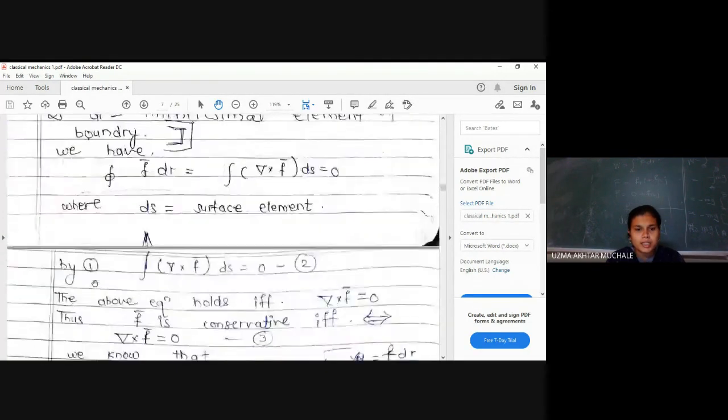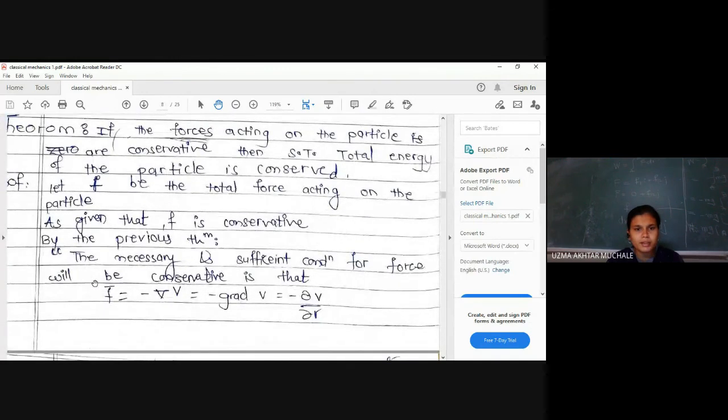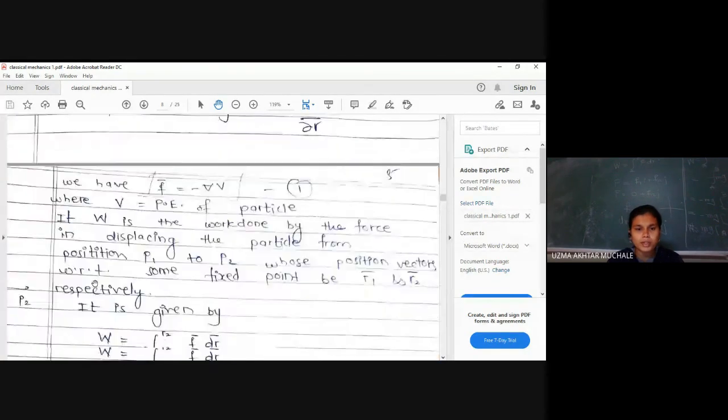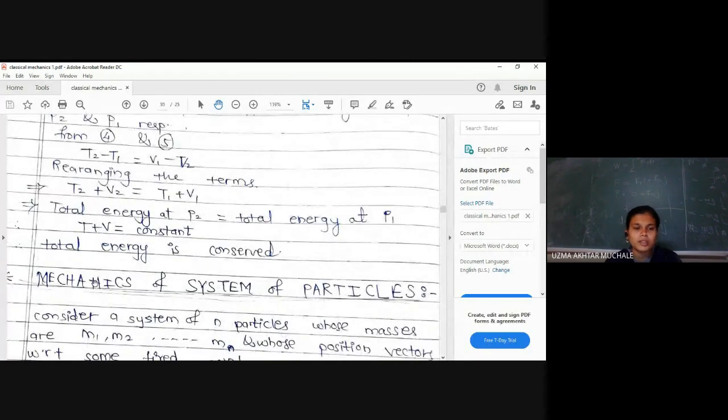So in the next lecture, we will go with a theorem: if the forces acting on the particle are conservative, then show that the total energy of the particle is also constant. We have to show that the total energy of the particle is constant. That is T plus V is constant.